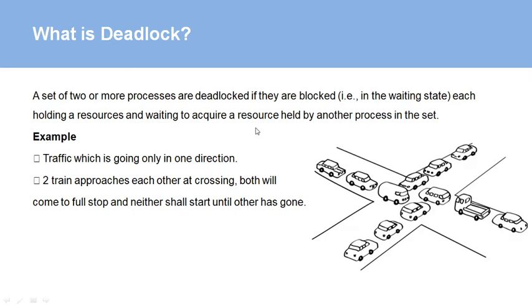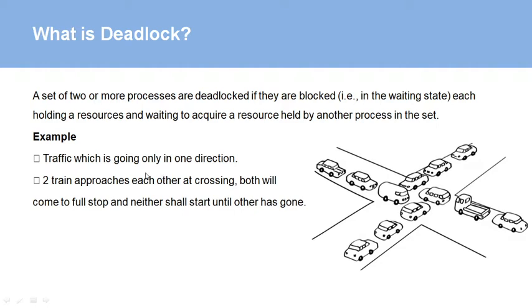Okay. So an example of a deadlock can be, suppose two people are there and both are dialing each other at the same time. So what will happen? Neither of them will get the line. So this is known as a deadlock. Okay. Let's see some other examples of deadlock.